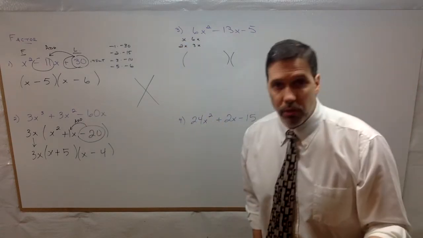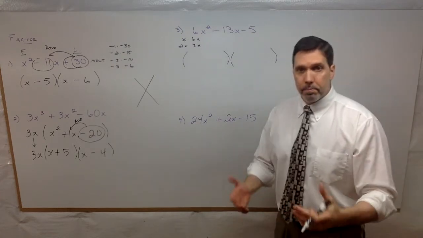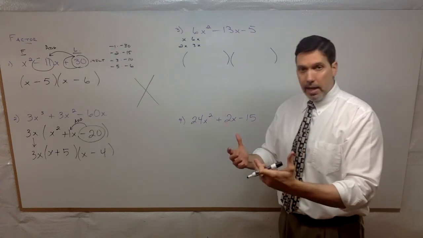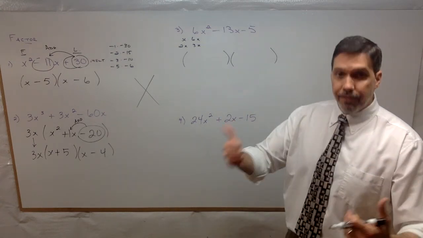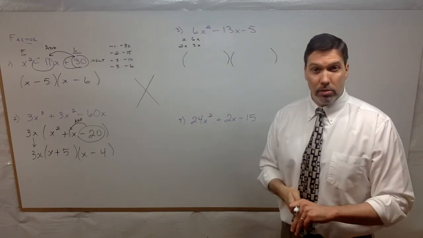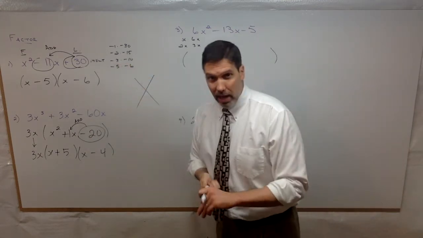Now the question is, which one is it? The answer is, I don't know. What we're going to do on these is we're going to guess and we're going to check. We're going to guess the factors that guarantee the F and the L of FOIL work, and then we're going to check to make sure the middle works. So it's not going to be so obvious like we had on these.